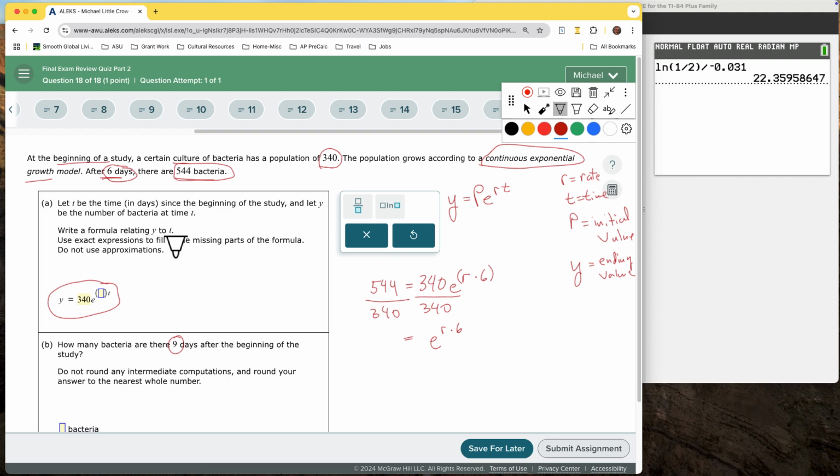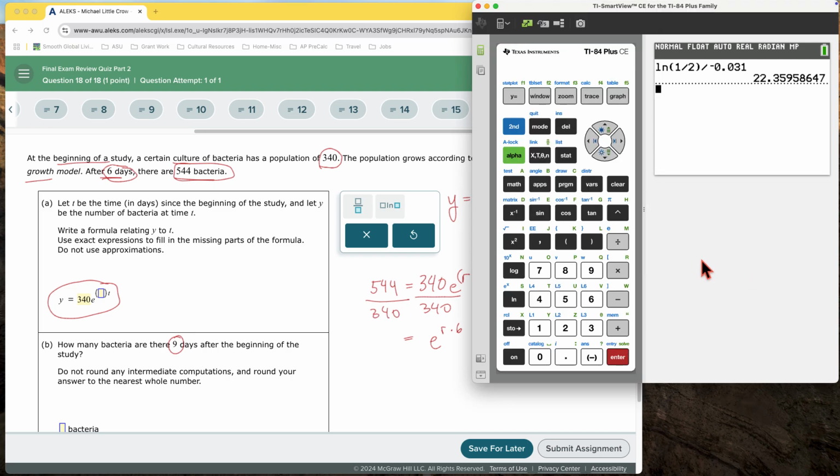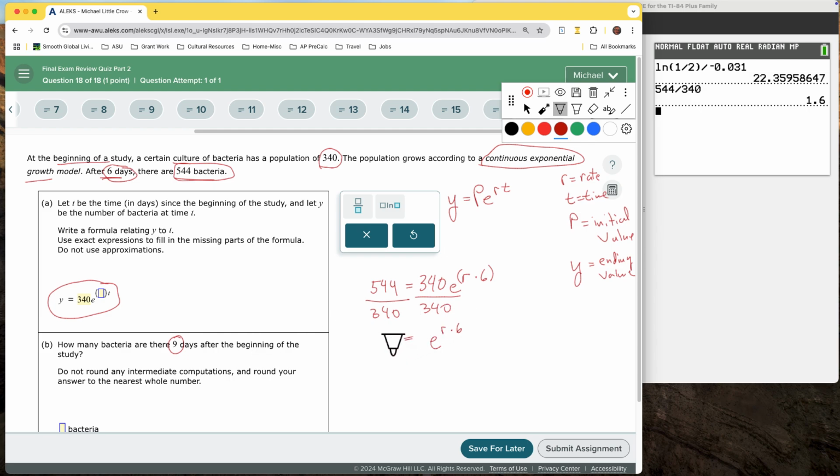They want us to use exact expressions to fill in the missing parts of the formula. We do not use approximations. Let's divide this and see what we get. If it's a non-repeating decimal, then we can't use it. If it's a terminating decimal, we could use it. Let's see, 544 divided by 340. I have a feeling, 1.6. We could use that. That's an exact value. The thing that isn't an exact value is one where we just keep getting a lot of decimal places that never seem to stop. That's a rounded value.